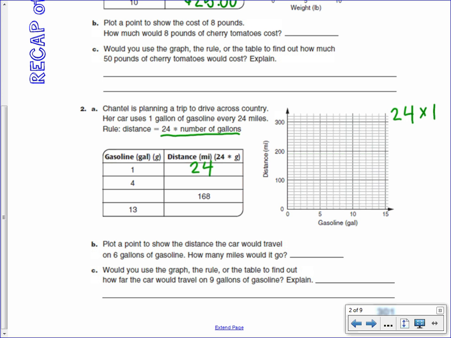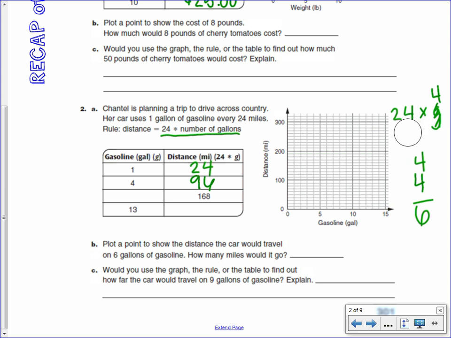G can stand for gallons of gas. Okay, we still have the same exact equation, but how many gallons of gas do they want us to figure out this time? 4. So instead of this saying G, it's 4. 24 times 4. In case you don't have your 24 facts memorized, 4 times 4 is 16. 4 times 2 plus 1 is 9.